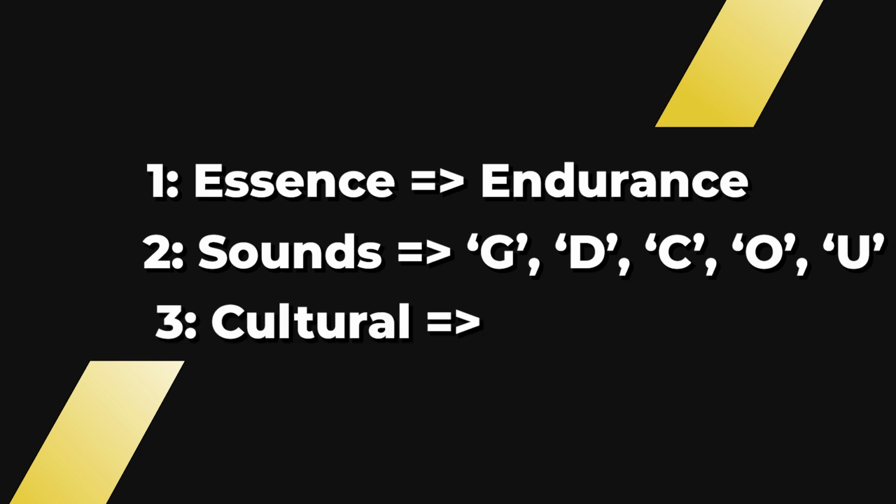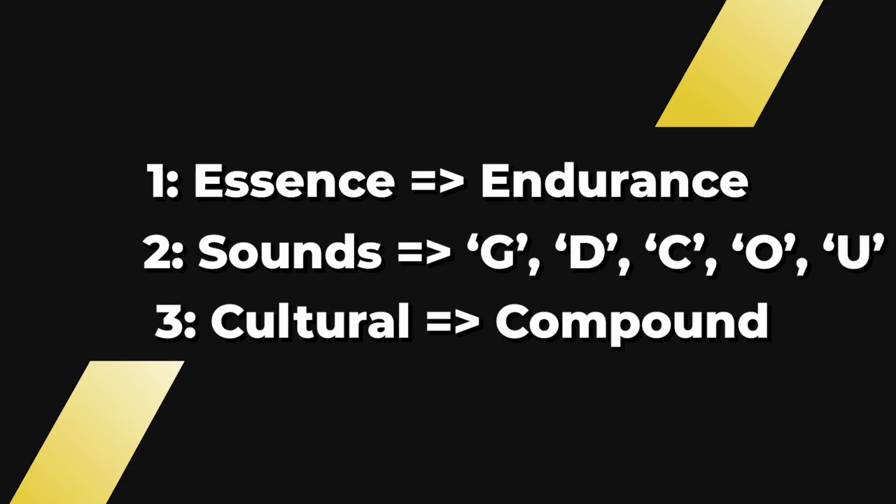In step 3, we use compound words as our linguistic element. Compound words are formed by combining 2 or more words to create a new one with a distinct meaning. In many cultures, compound words are common in place names, reflecting key characteristics or histories of those places. For our city, we could combine elements that signify strength, history, and importance.